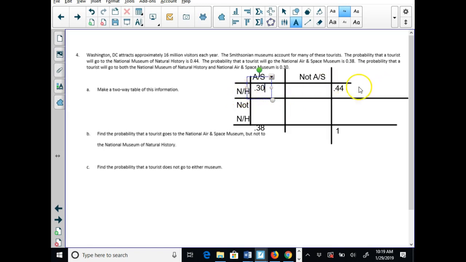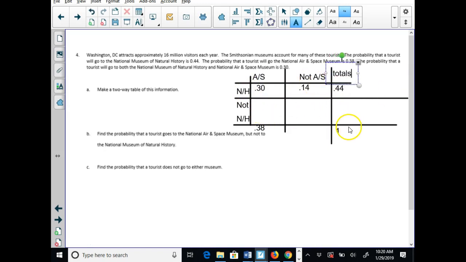We know that this row has to equal 0.44. So 0.44 minus 0.3, right? That gives us 0.14. Because 0.3 and 0.14 give us 0.44. How did I know 0.44 goes here? Because they say the probability of going to the Natural History Museum is 0.44. That's this row right here for our totals.